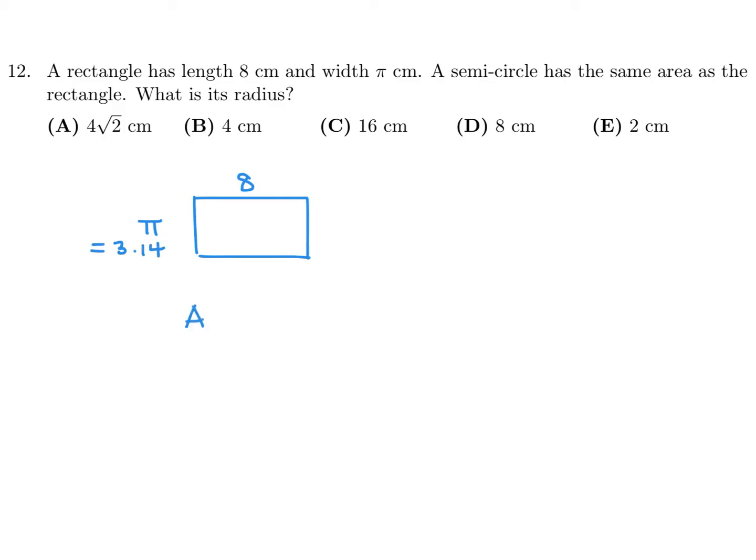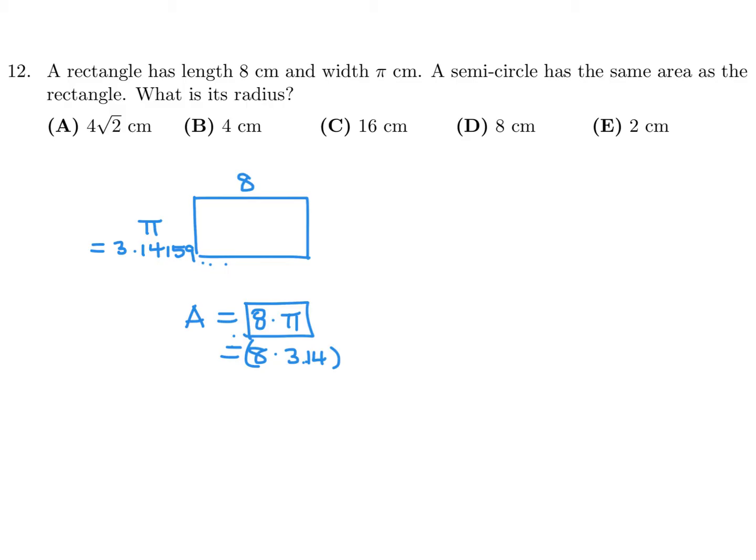And this area would be 8 times pi, or approximately 8 times 3.14, because that 3.14 goes on: 3.14159... So that's why it's approximate. Actually, you probably just need to keep it like that. I don't think we really need the numerical value.